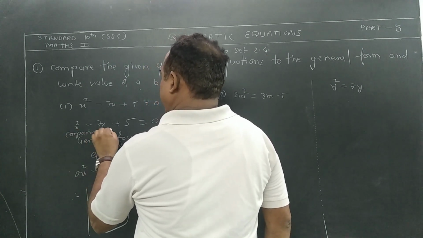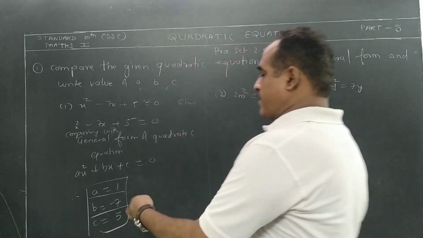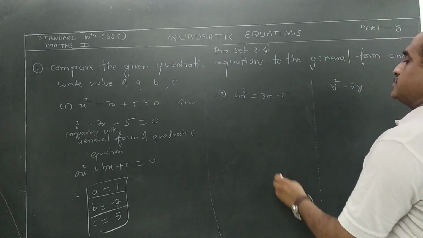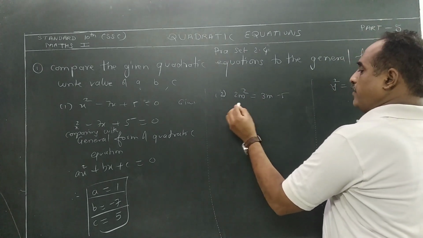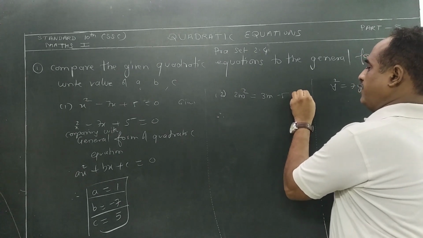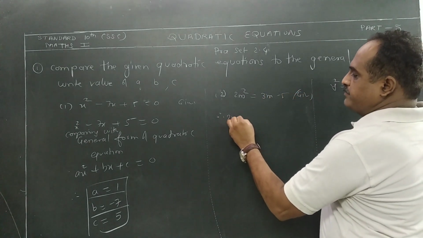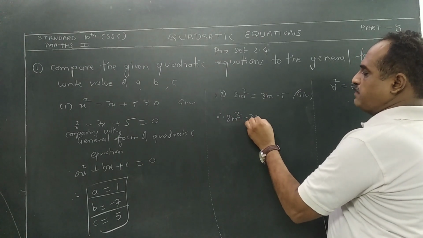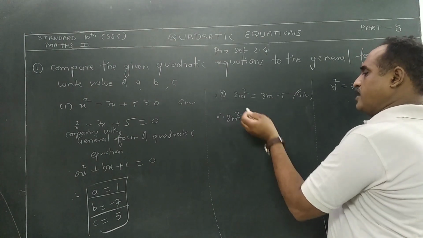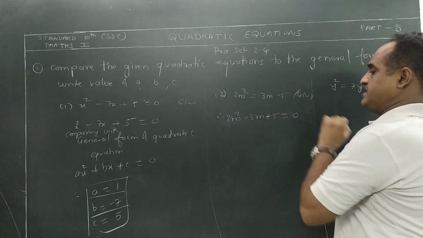Comparing with general form of quadratic equation. Here also, it is not in that form, so you are going to convert. This is given. The second question: what would I write? 2m square. If I transpose that side it is minus 3m, and 5 also we transpose that side to become plus 5 is equal to 0.